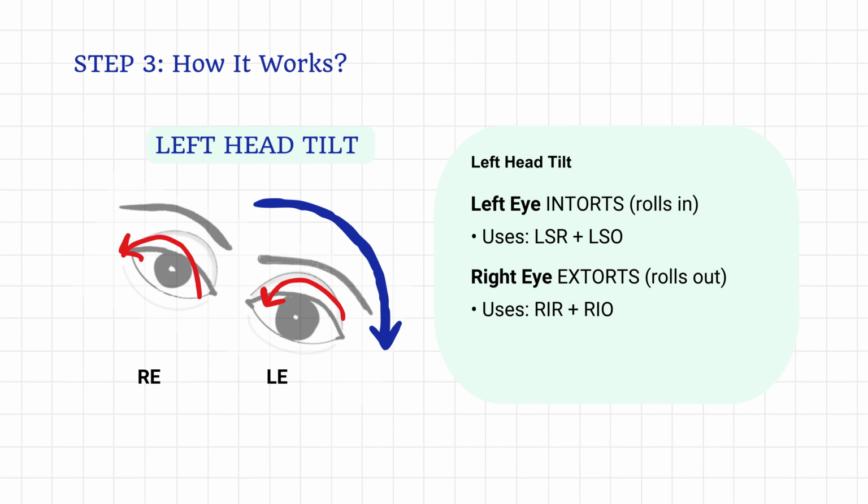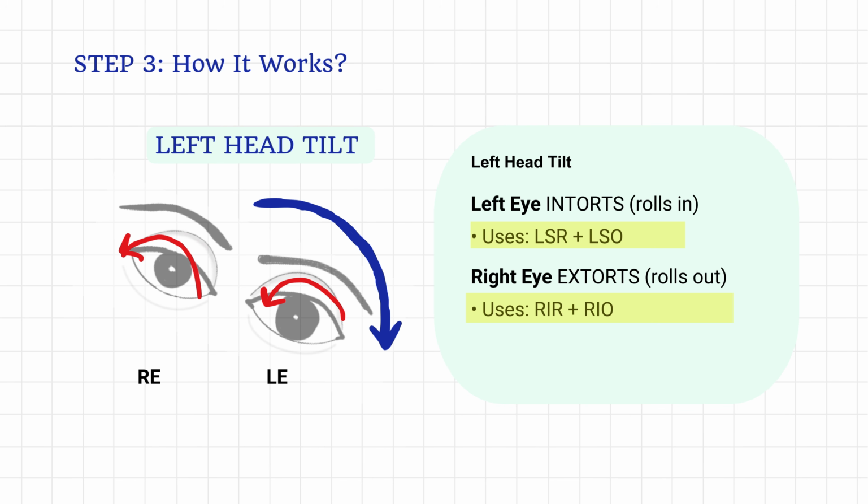Similarly, on a left head tilt, the left eye will intort and the intorters are the superiors of the left eye, and the right eye will extort and the extorters we know are the inferiors. So this is going to help maintain a straight gaze. So keep that pattern in mind.